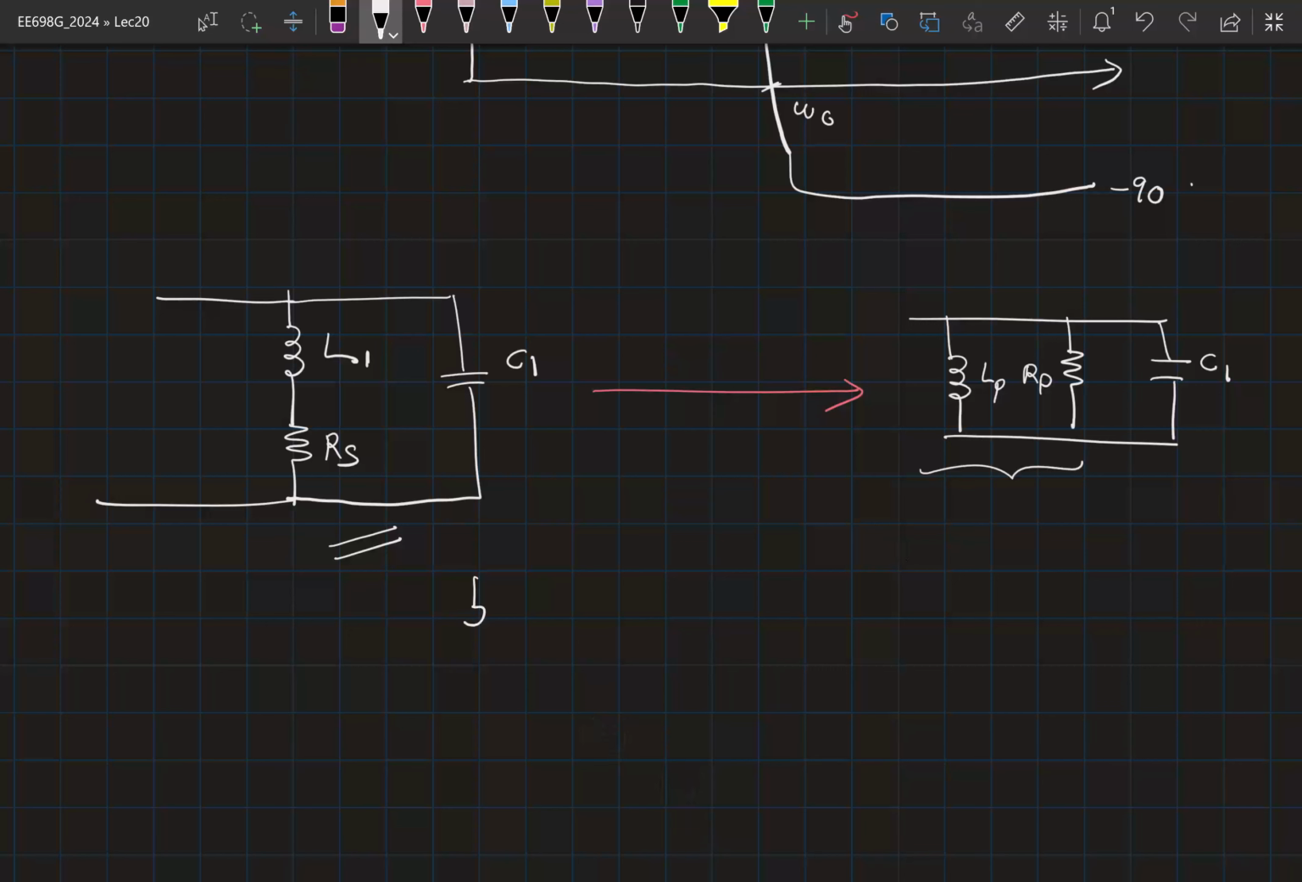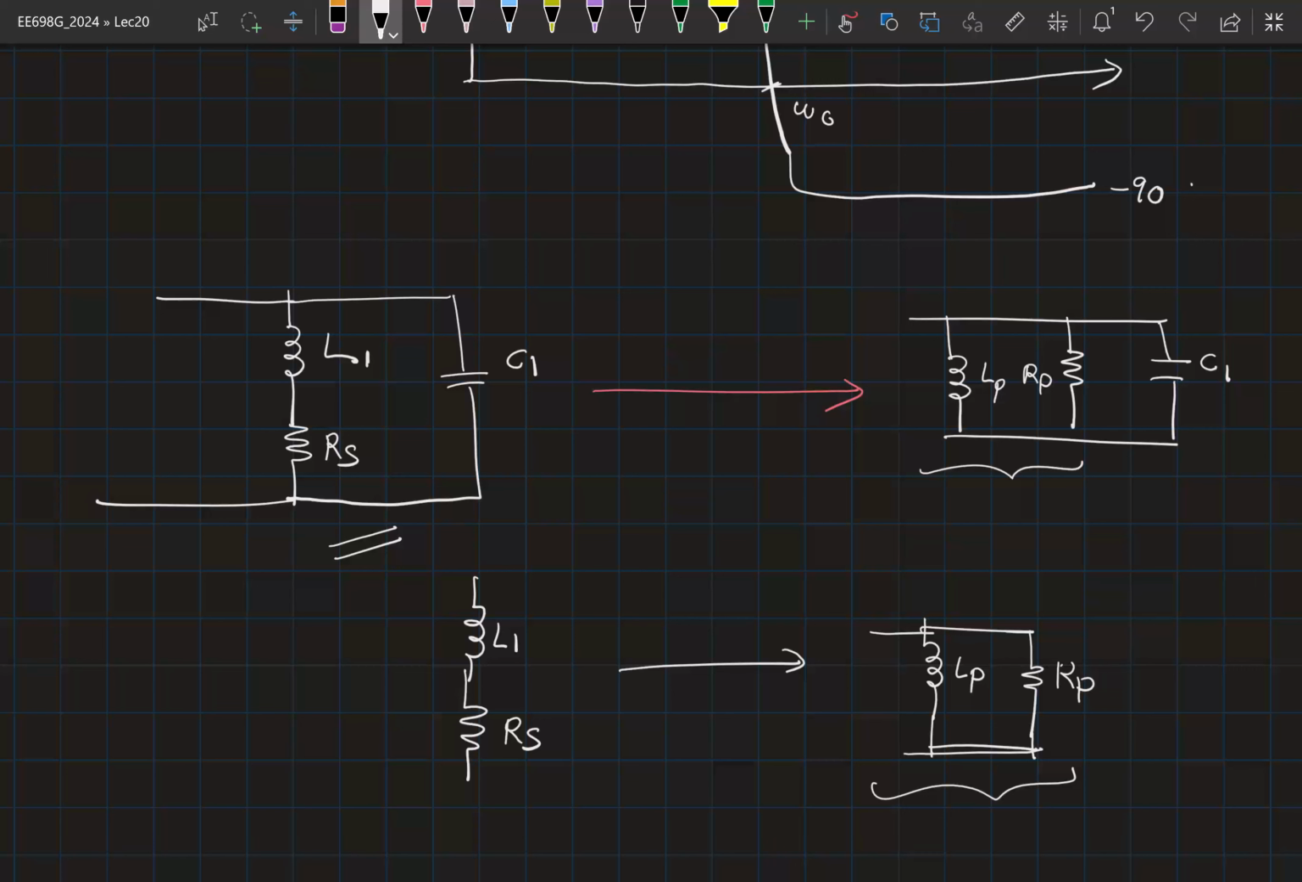All I'm saying is this L1 in series with RS should be made equal to an LP in parallel with RP. So the question is, can I do this replacement for all frequencies? The best way to check is to put omega equal to 0. If omega equals 0, this becomes RS, whereas this becomes shorted. So it's not possible to do this replacement for all frequencies, but you can do this for a particular frequency. You can make both equal, definitely not at DC.